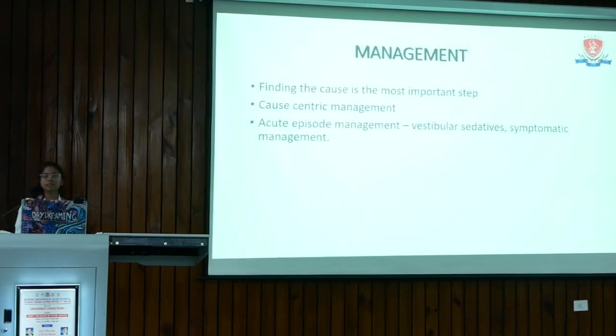Then how to manage the patient of vertigo? It's simply by treating the cause that leads to the vertigo, so we go for a cause-specific management. To manage an acute episode, we give vestibular sedatives.